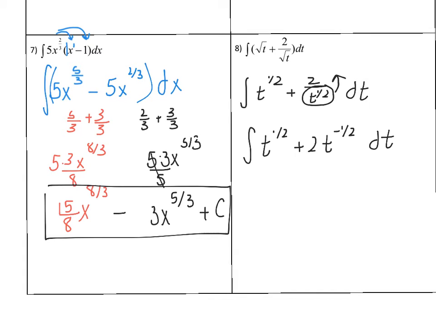So again, just like we did before, add 1 to the power. So 1/2 plus 1, 1/2 plus 2/2 is 3/2. So it's t to the 3/2, and multiply by the reciprocal, which is 2/3.